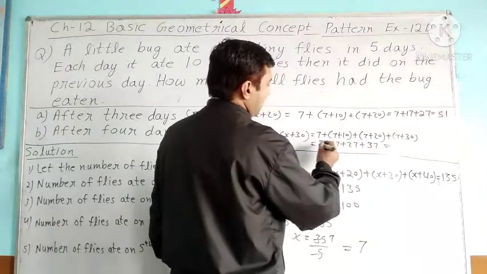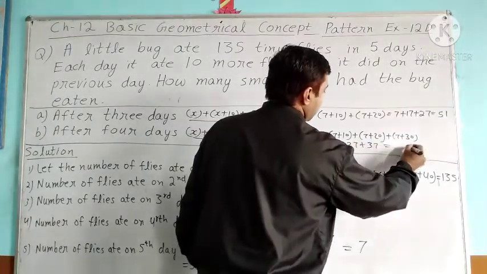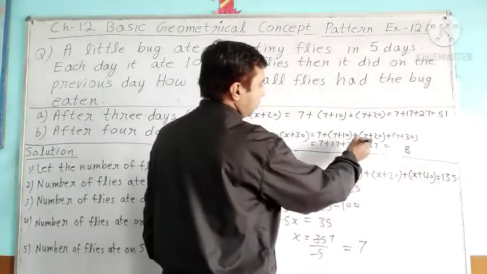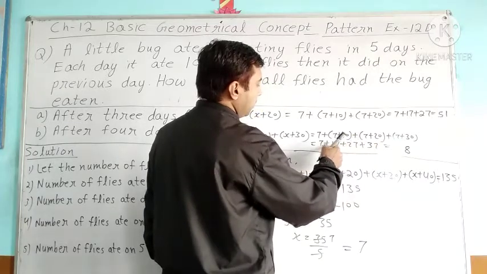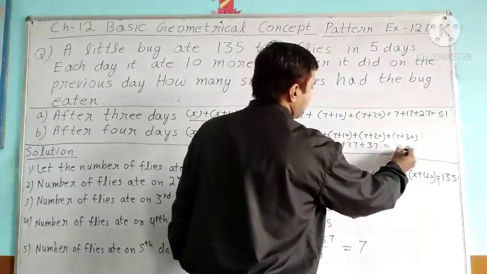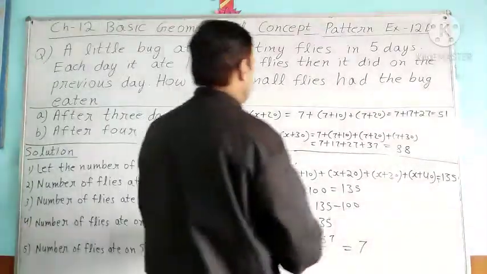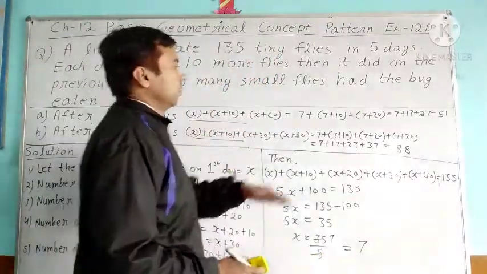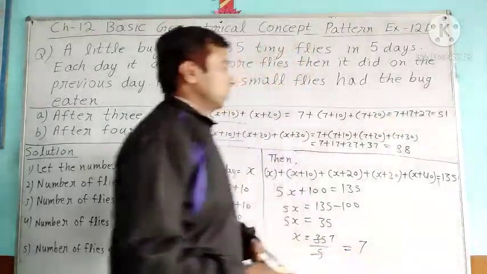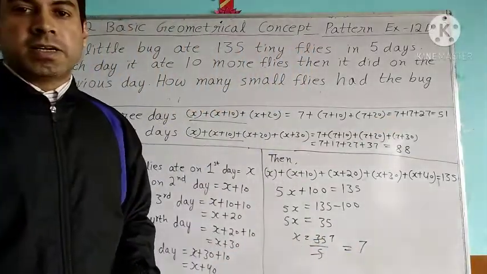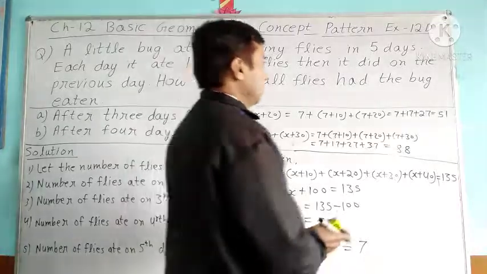7 plus 7 plus 7 plus 7 is 28, 28 plus 3 plus 5 plus 6 plus 6 gives 88. So after 4 days 88 flies, and after 3 days 51 flies. So this is our answer. Clear? I hope you all have understood.